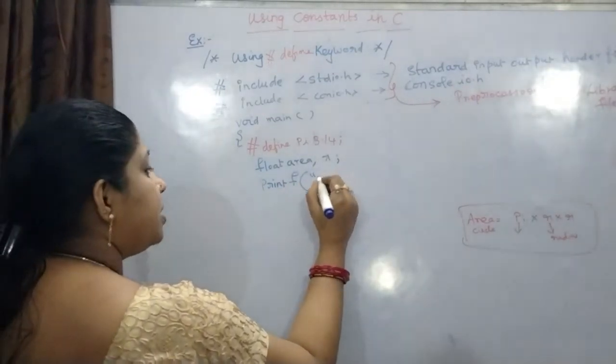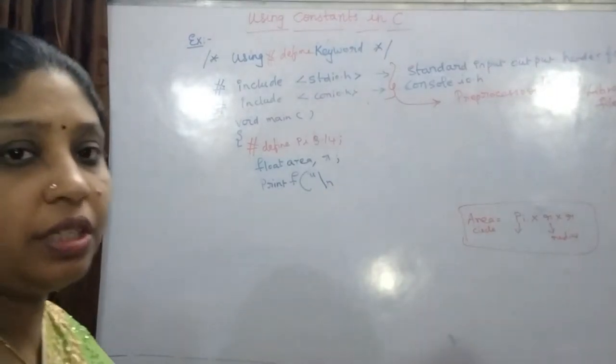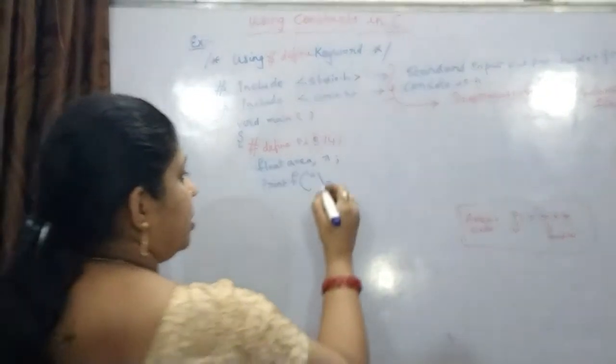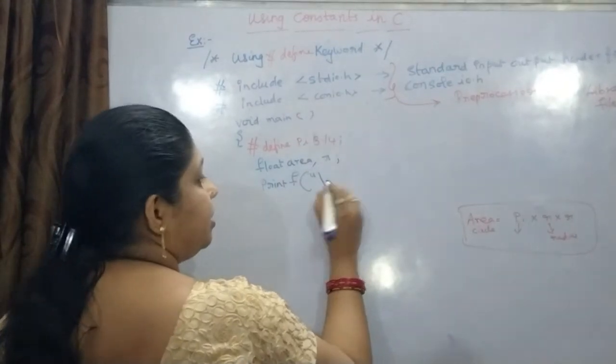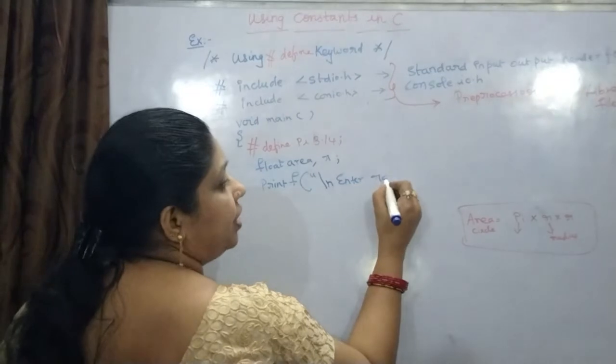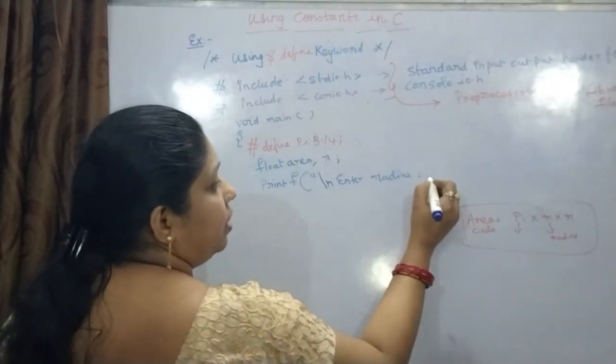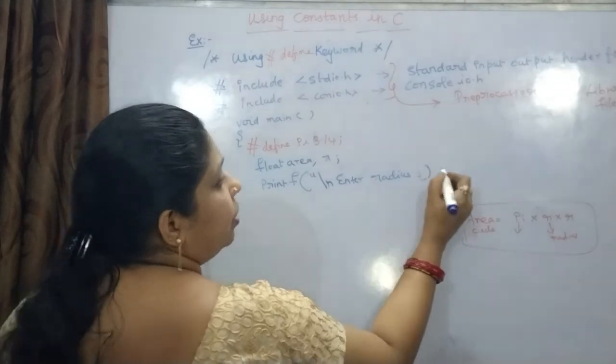What you are asking to print? \n. Why are you using \n here? Because I want it in the next, different sentence. So: enter radius. Okay, you will be entering the radius here. Close the bracket.